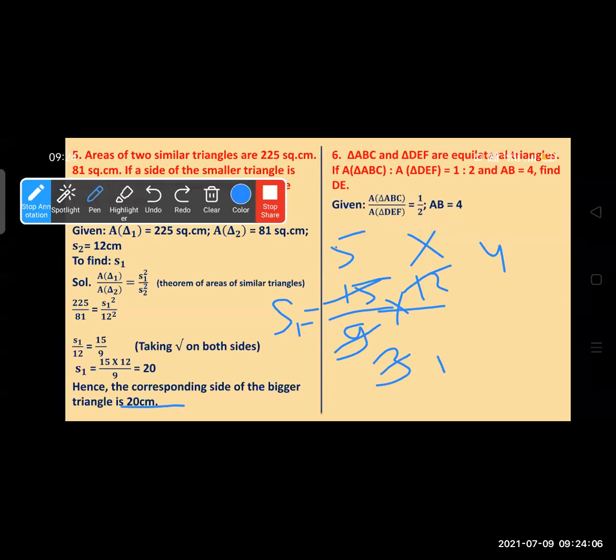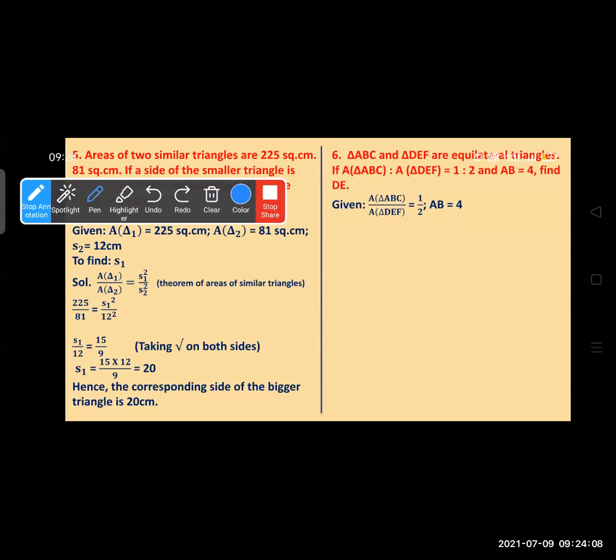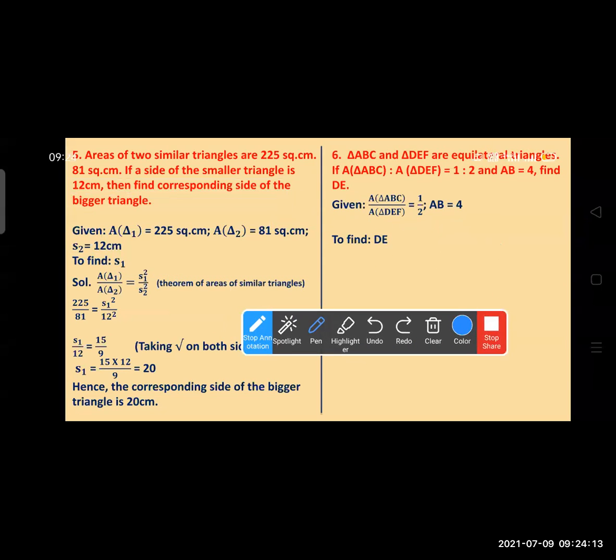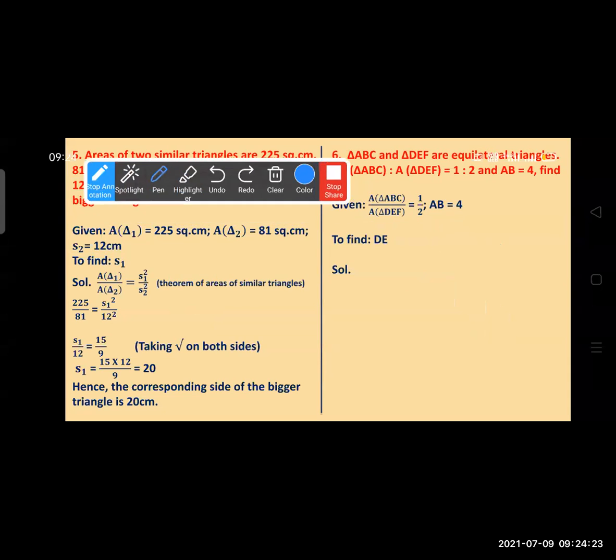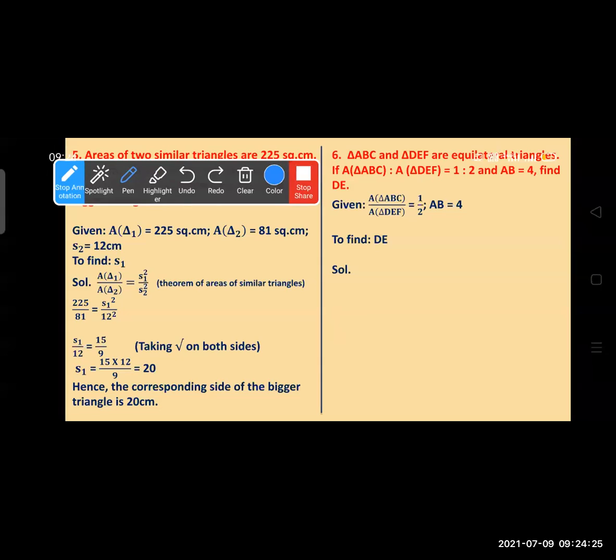Okay. So in this way we find the side of the bigger triangle. Clear? Clear this question? Okay. So in this question, area is given and one side is given. By applying the theorem of areas of two similar triangles, we find the corresponding side of the remaining triangle. Now next question number 6.